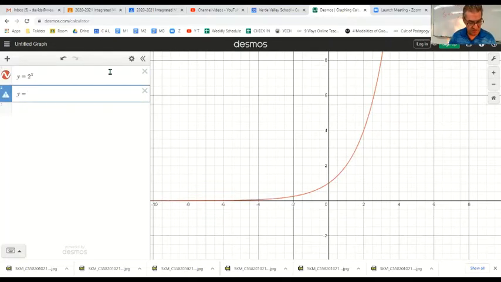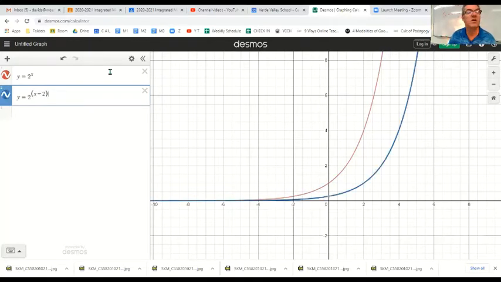y = 2^. Now to do this in Desmos, you have to start with parentheses. Otherwise, it's just going to get confused on you. So minus, you're going to do minus 2. And check it out. Now that graph shifted to the right. Now remember, this is confusing. There's a lot of places in equations and formulas where you have to reverse the sign.